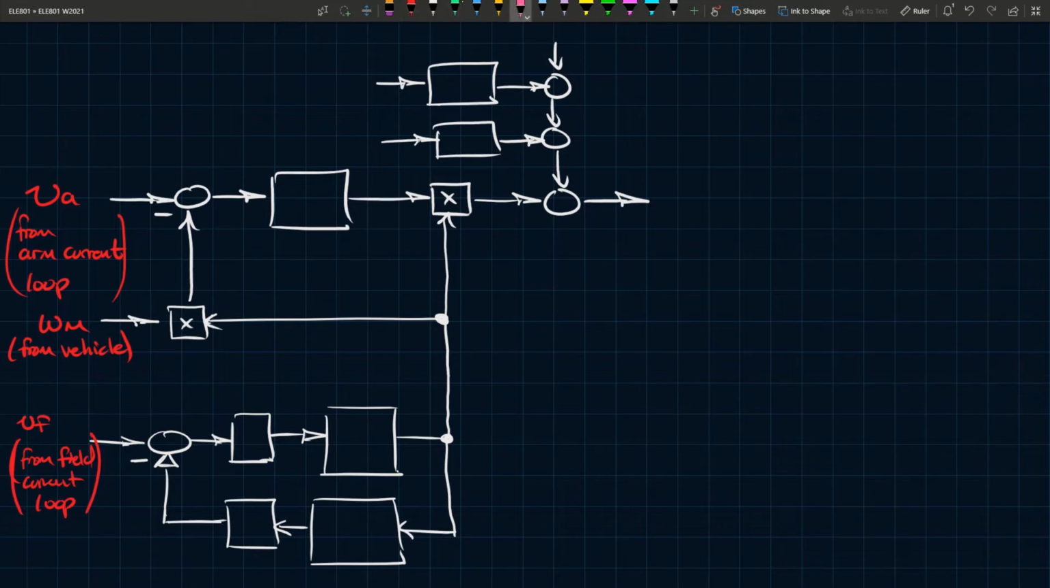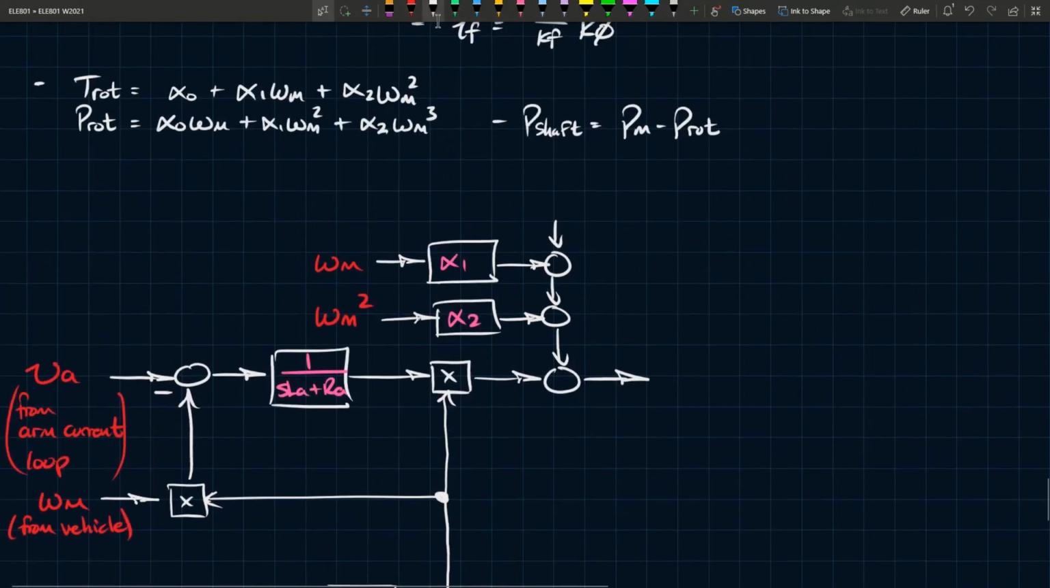Here you'll have 1 over sLA plus RA. So that's your first order plant that models your differential equation. Here you'll have alpha 1 and alpha 2. And the input here will be omega m, and then this will be omega m squared. And of course, this is the same omega m that is coming from the vehicle. I just don't want to write from vehicle every single time. And the signal here is the same signal as the one that's here. And since this term is constant, this term here is just alpha naught.